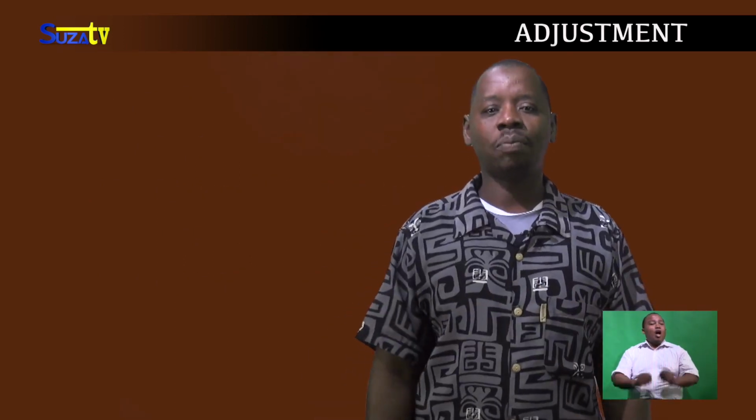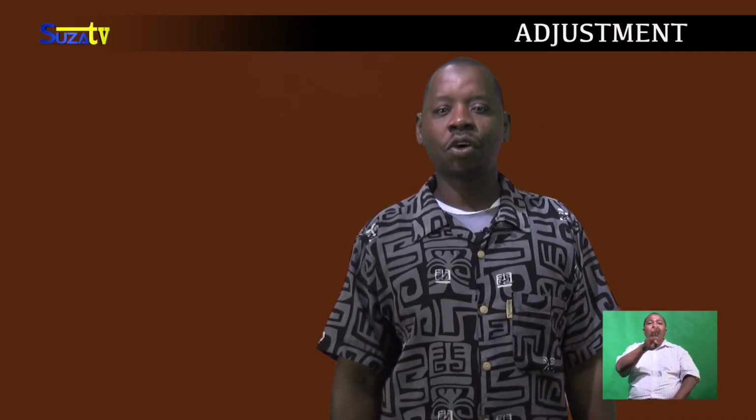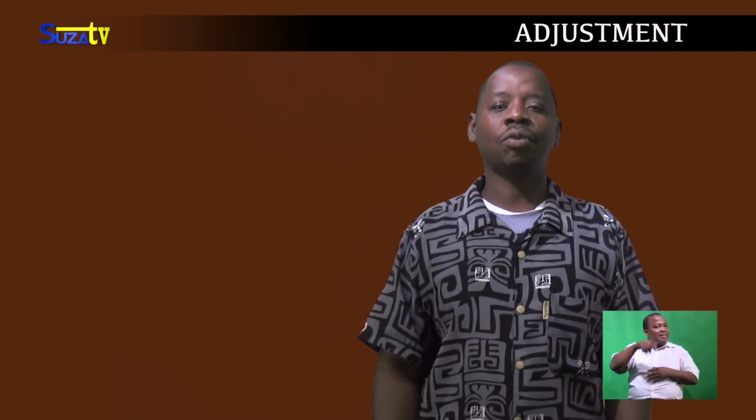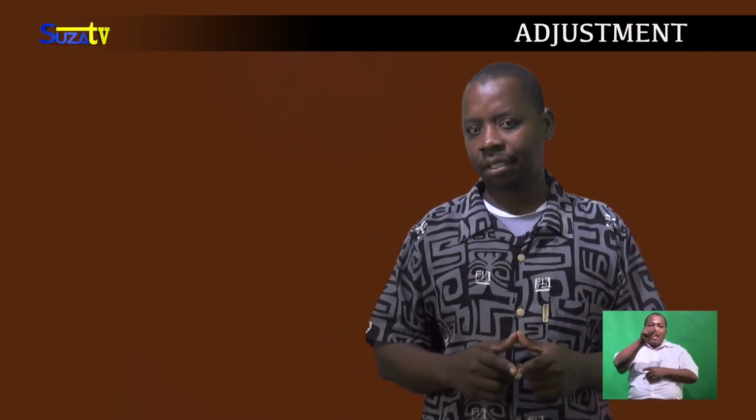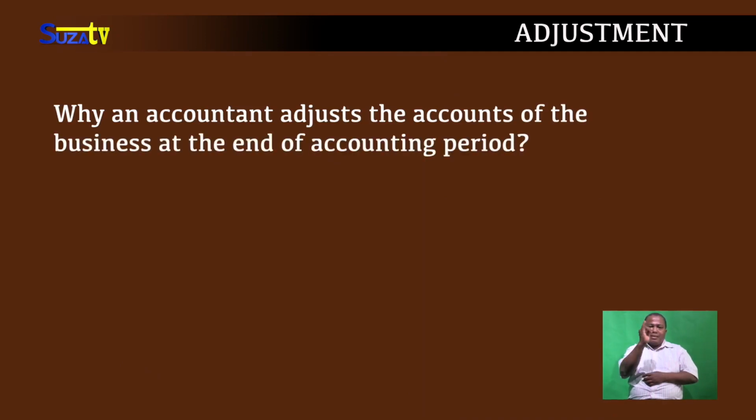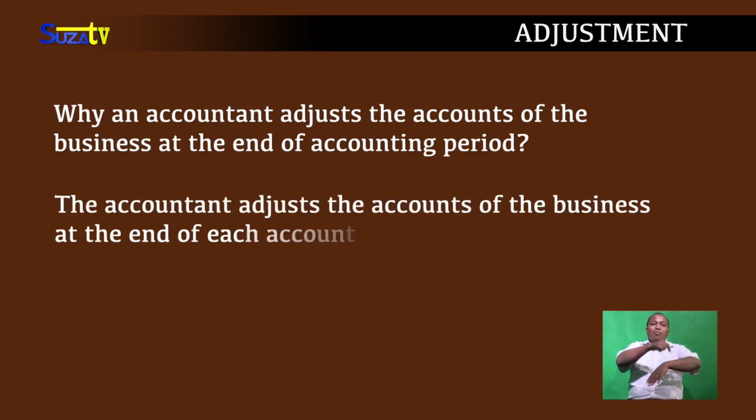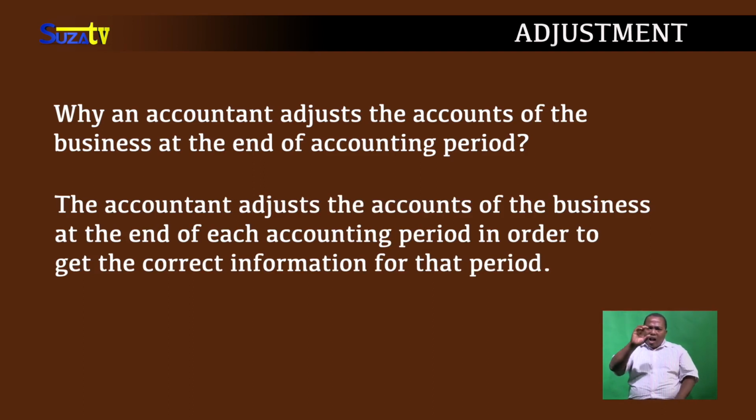Welcome to our bookkeeping session. So it is better today to continue with adjusting entry. Why does an accountant adjust the accounts of the business at the end of the accounting period? The accountant adjusts the accounts of the business at the end of each accounting period in order to get the correct information for that period.